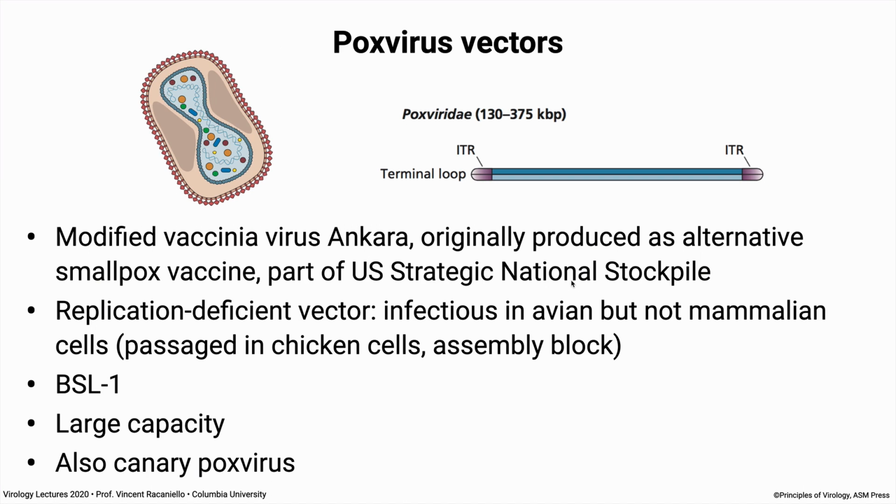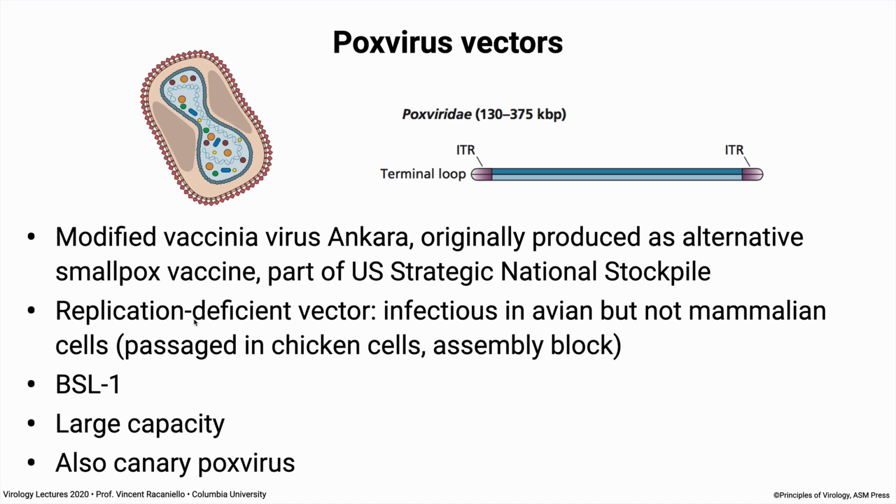We use poxviruses as vectors, and one of them is called modified vaccinia virus Ankara. This was a virus originally made as an alternative to the smallpox vaccine. So the smallpox vaccine is based on vaccinia virus or related viruses, cowpox, horsepox virus. And this is a modification of that vaccine. And this has actually been stockpiled by the U.S. in case of bioterrorism. There's enough to vaccinate every American with this vaccine. Look at that. We're looking ahead for smallpox. We couldn't look ahead for coronaviruses.